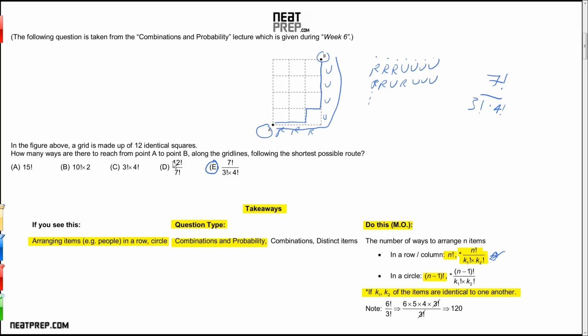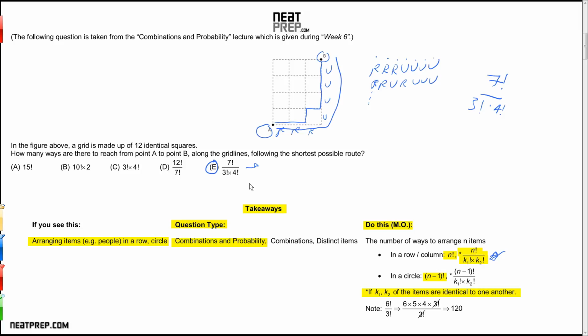One last thing. This answer choice did not have to be this quote unquote nice. They could have also simplified it. Now, 6 factorial, as some of you may know at this point, is 6 times 5 times 4 times 3 times 2 times 1, or 6 times 5 times 4 times 3 factorial. Why do we stop here? Because then we can cancel out.